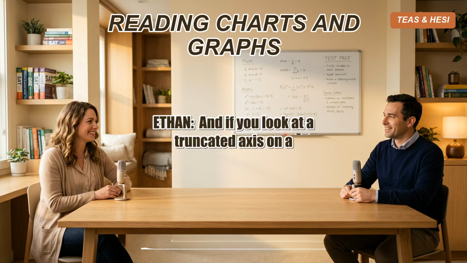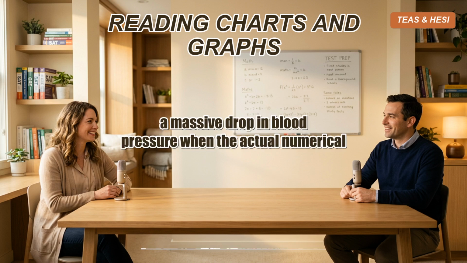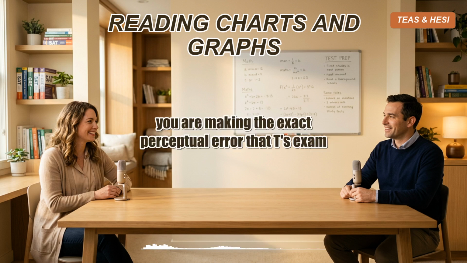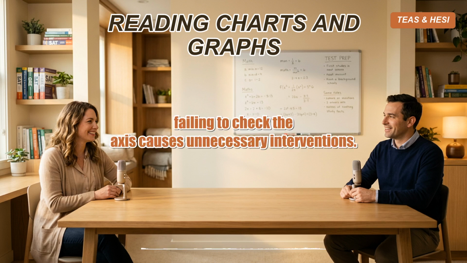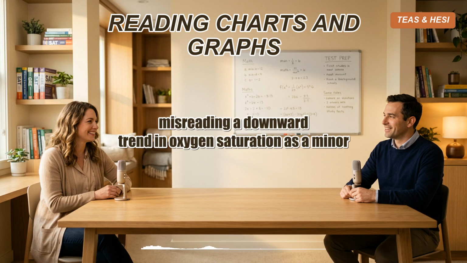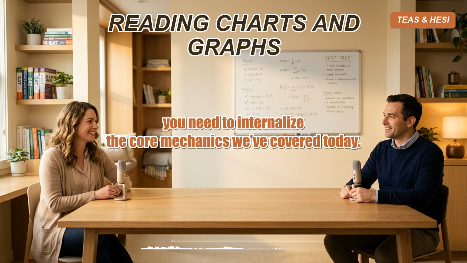And if you look at a truncated axis on a vital sign flow sheet and panic over what looks like a massive drop in blood pressure when the actual numerical change is clinically insignificant, you are making the exact perceptual error that the TEAS exam tests for. And in the hospital, failing to check the axis causes unnecessary interventions. Or conversely, misreading a downward trend in oxygen saturation as a minor blip just because you don't understand the scale. Exactly. To protect against those errors, you need to internalize the core mechanics we've covered today.